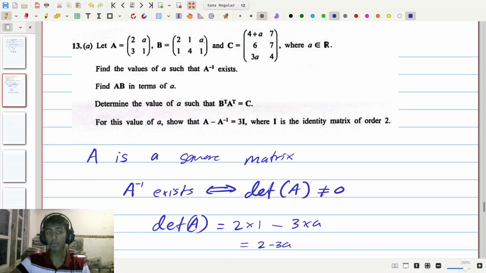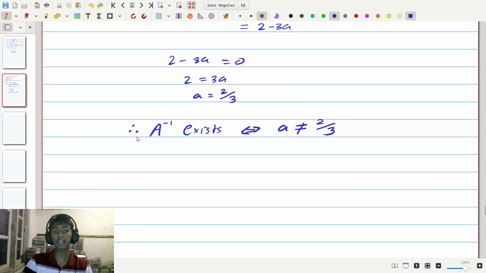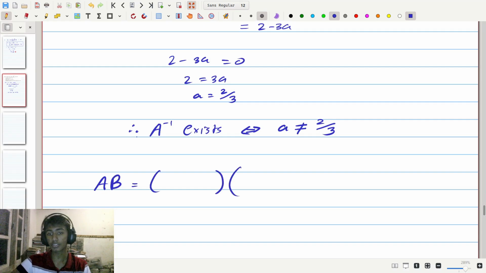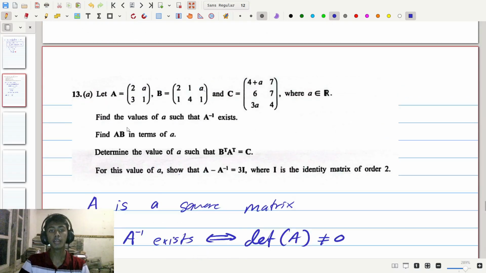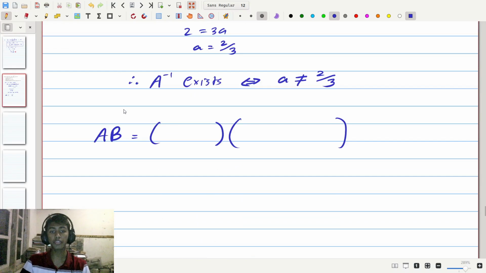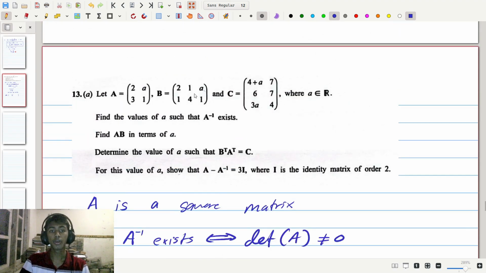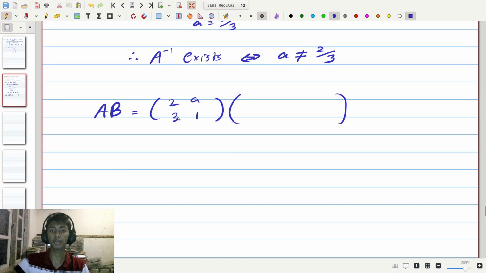The second part of the question is asking us to find matrix A times matrix B in terms of simple A. Now if we just write this out, matrix A times matrix B is equal to, if we multiply the two matrices, if I just draw the brackets and multiply, the first matrix is 2A, 3, 1, so we have 2A, 3, 1. The second matrix is 2, 1A, 1, 4, 1, so we have 2, 1A, 1, 4, 1.